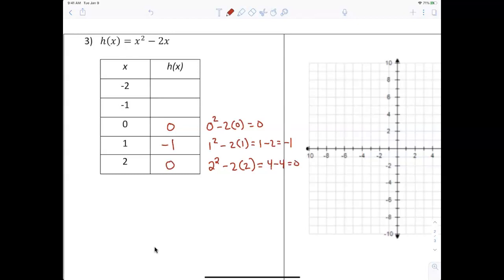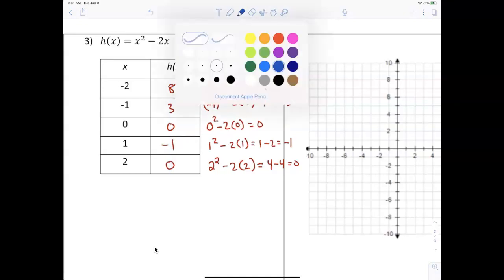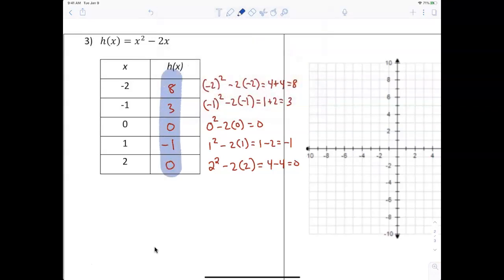So now I have this 0. Now I plug in -1. -1 squared minus 2 times -1 is 1 plus 2, which is 3. And now when I do -2 squared minus 2 times -2, I get 4 plus 4, which is 8. Now, what we have to do is look at the graph and see what the graph is telling us based off the points that we plot. Once we plot those points, you should be able to get a good idea of what the graph looks like. So let's go ahead and do that.